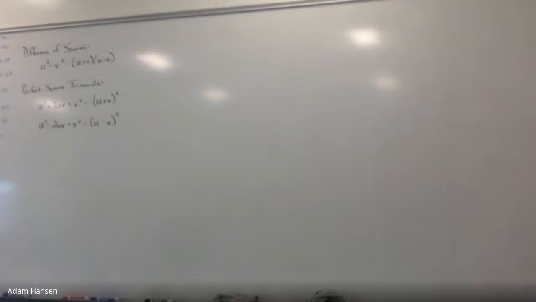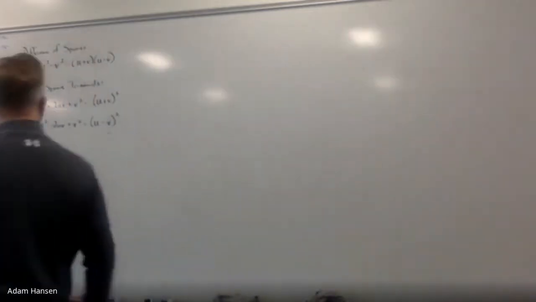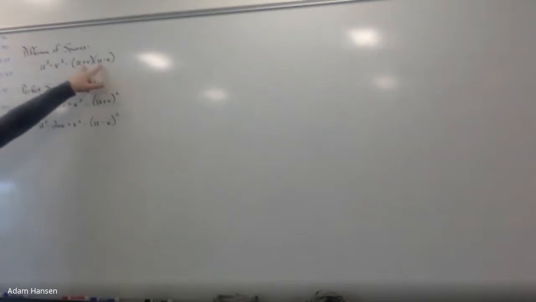So what I had you guys practice yesterday and with that decimal activity this morning was factoring difference of 2 squares, u squared minus v squared. Difference of 2 squares can be factored into u plus v times u minus v. Now we're going to factor using perfect square trinomials.